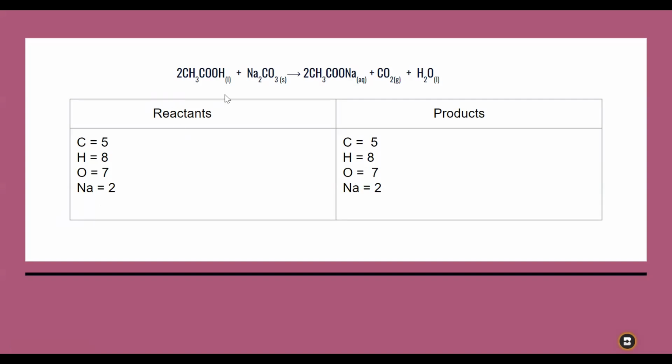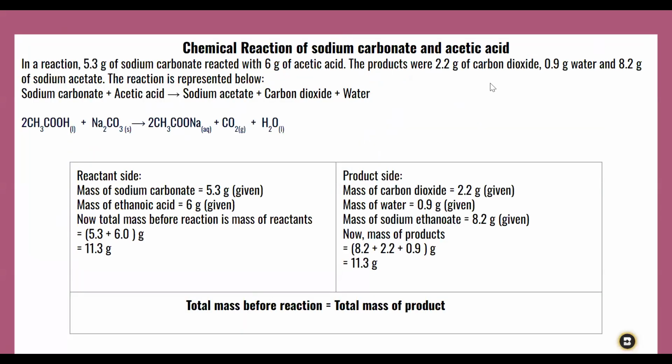Then sodium, there's sodium here, and there's sodium here. So you find out that each kind of atom is equal on the reactant side and the product side. Okay. What does that mean? Let's look at more examples.